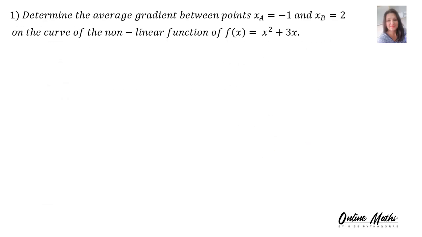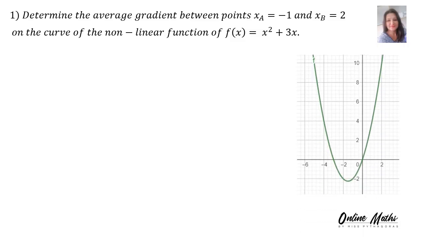The question: determine the average gradient between points where xa is minus 1. That means the x coordinate at A is negative 1 and the x coordinate at B is 2 on the curve of the non-linear function f of x equals x squared plus 3x. Now that is a parabola, and you don't have to sketch the parabola. I did it just so that you can understand what we are actually working out.